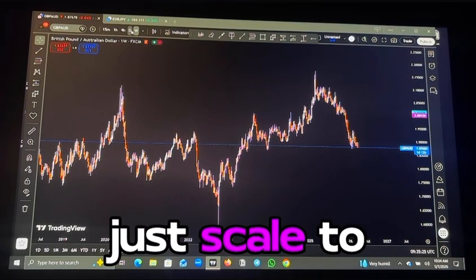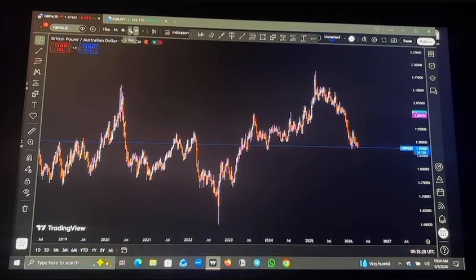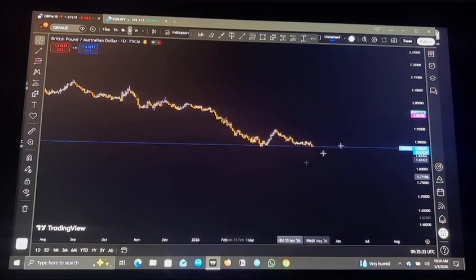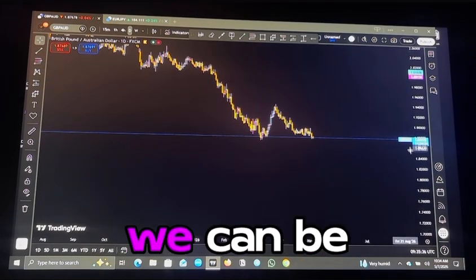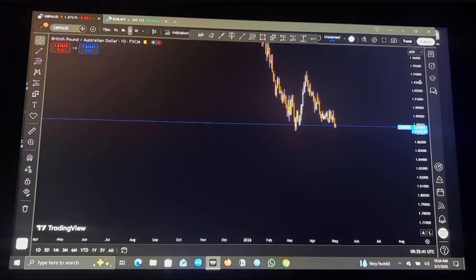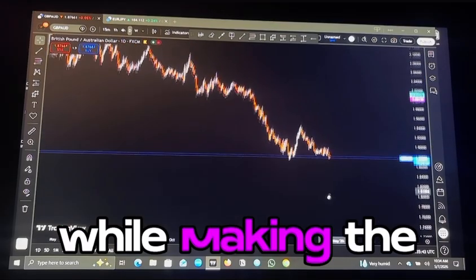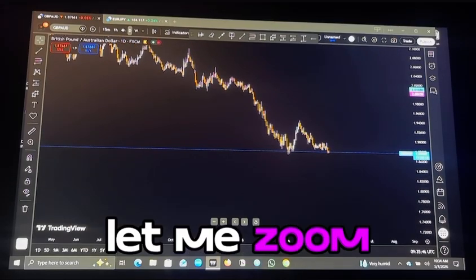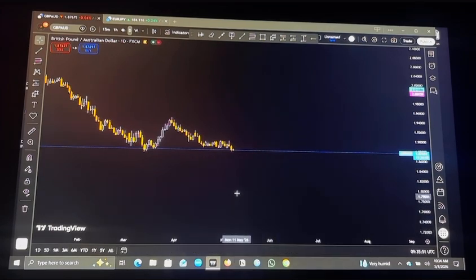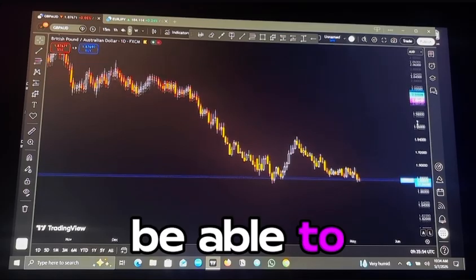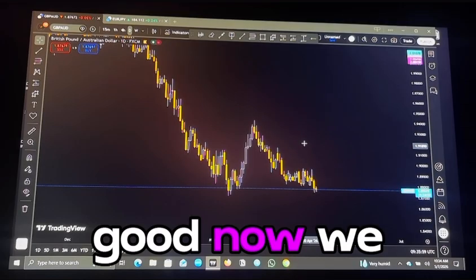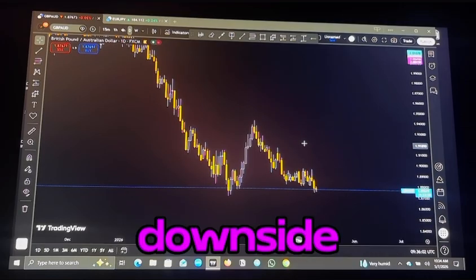So all you will do is just scale to the daily time frame. Alright, here is our daily time frame. Let me zoom it so that we can be able to see it properly. Remember every step while making the analysis. Zoom it very well so you can be able to see it from your own view. Good. Now, we already know that this market is trending to the downside.